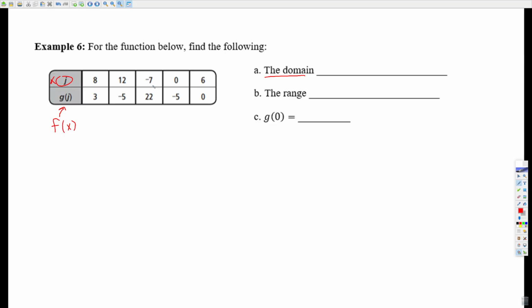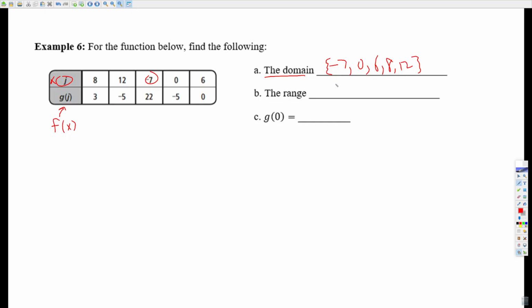And when you do it this way with a table, all you do is you do a little curly bracket, and you write it from least to greatest, from left to right here. And the least number would be -7, and just write them out. -7, 0, 6, 8, and 12.